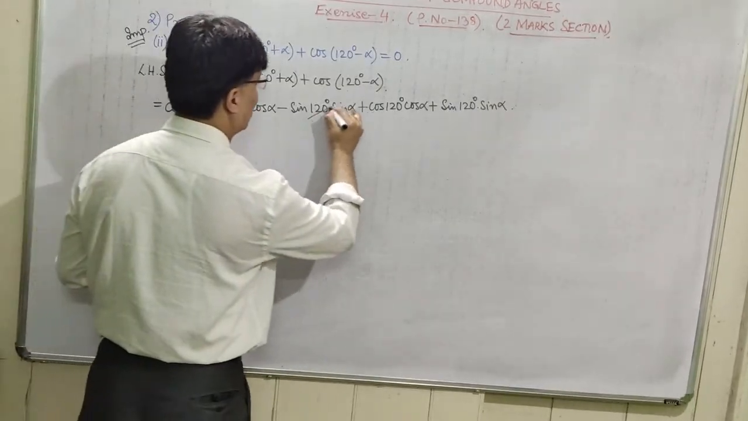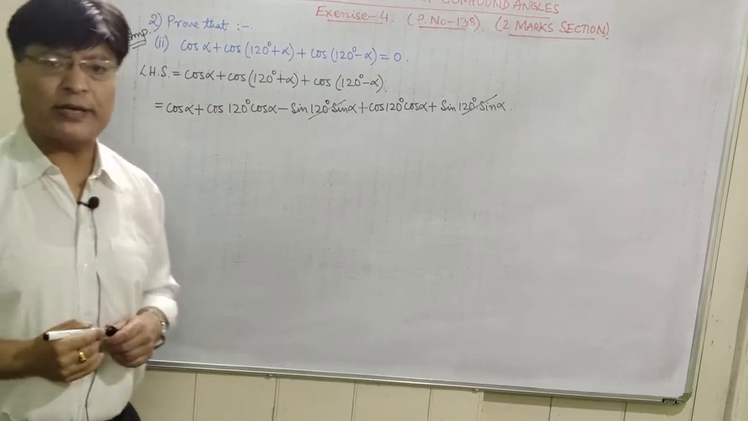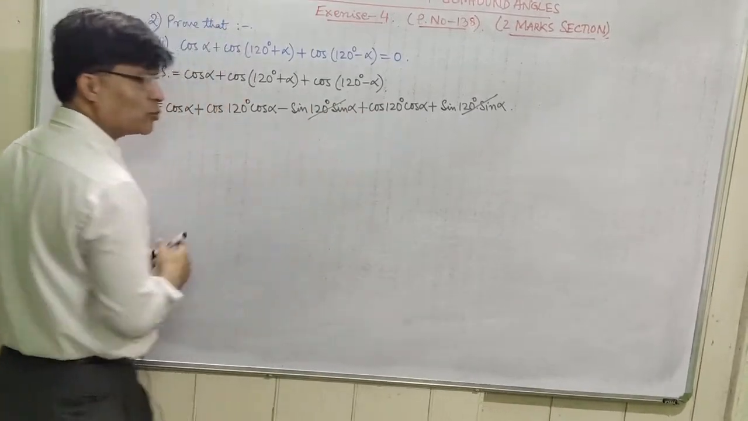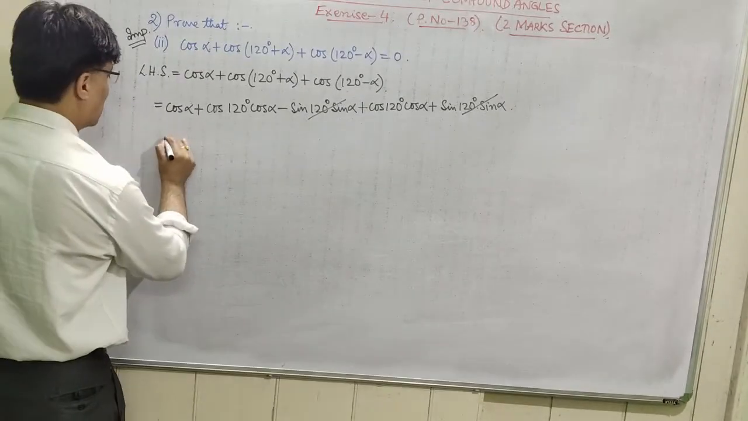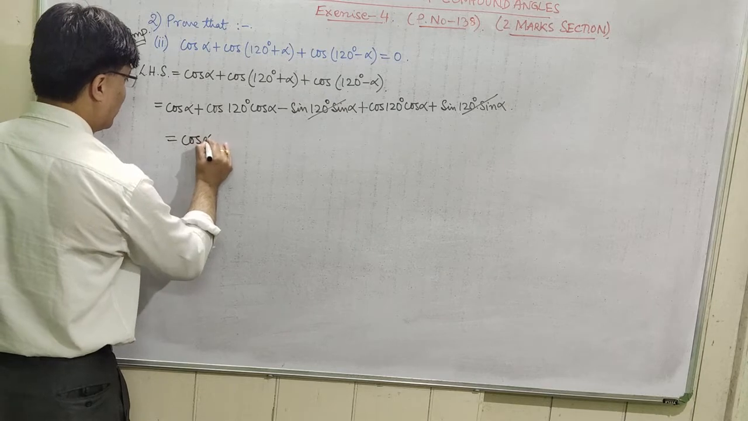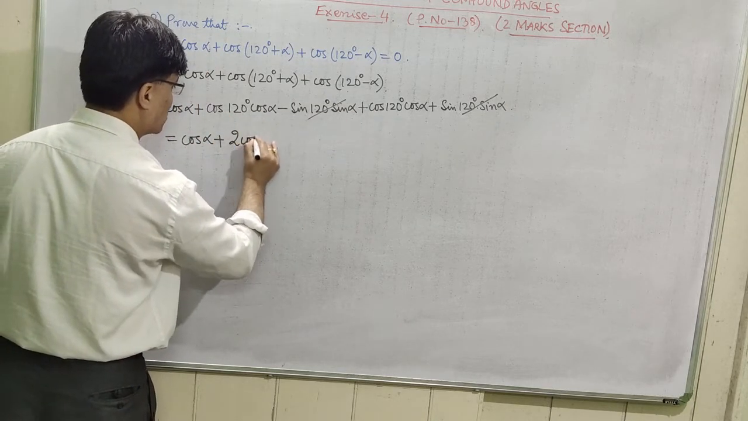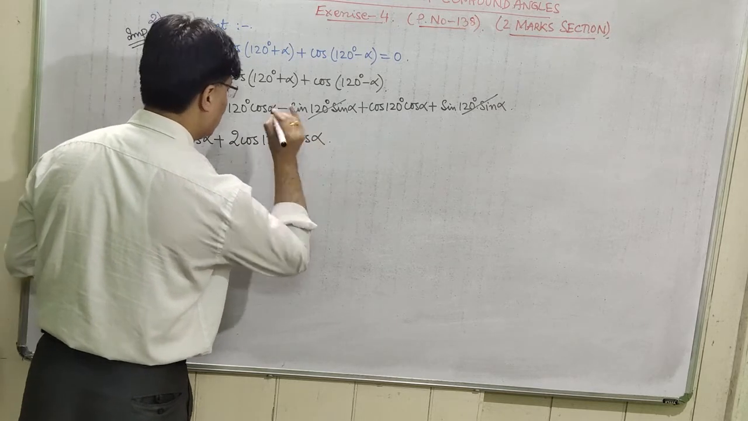You can cancel this plus minus sign. These are the same term but they are of opposite sign. You can cancel them. But you have to add these similar terms, that is cos 120 cos alpha plus cos 120 cos alpha, which is equal to cos alpha plus, you can add these two terms, that is 2 cos 120 degree into cos alpha.